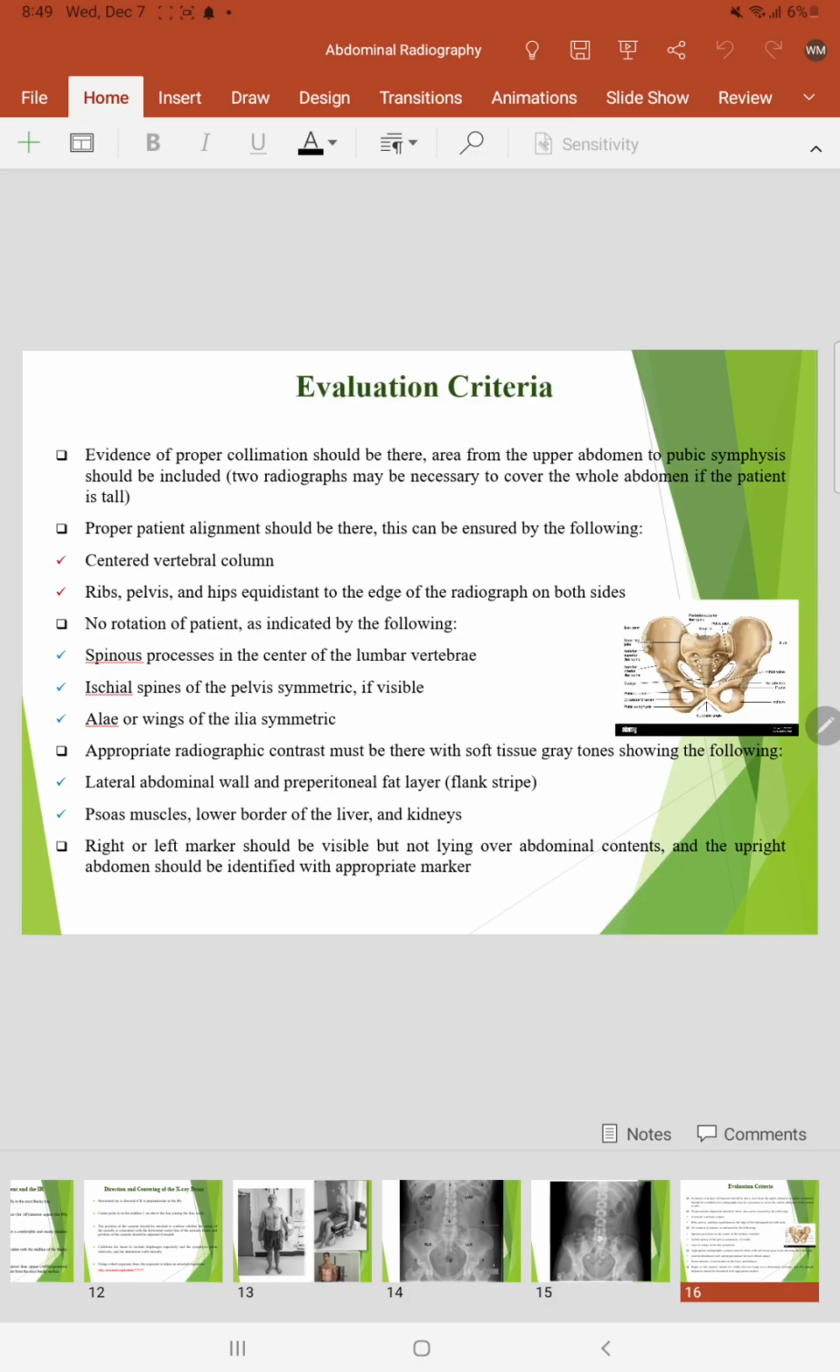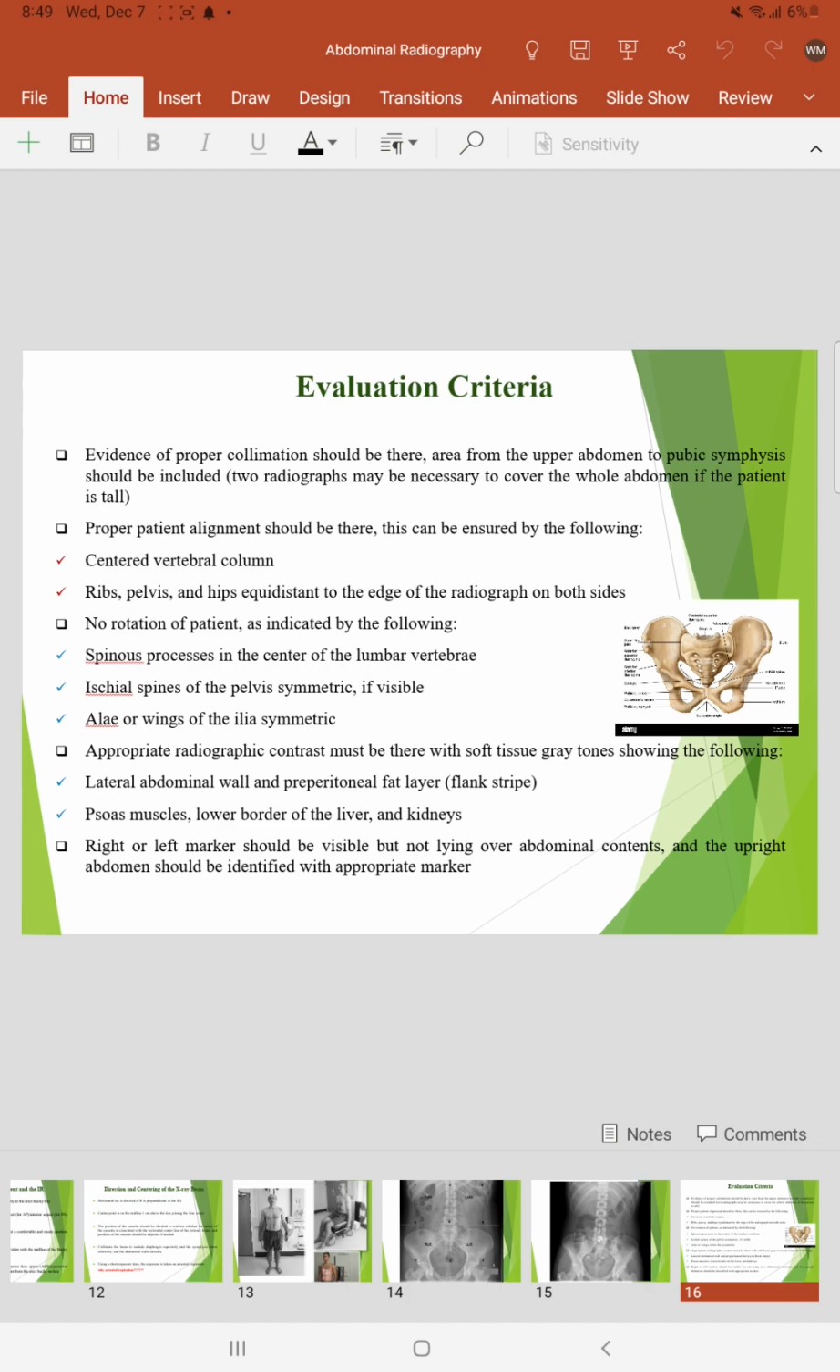Then evaluation criteria. Evidence of proper collimation should be there. Area from the upper abdomen to pubic symphysis should be included. If the patient is tall, 2 radiographs may be necessary to cover the whole abdomen.